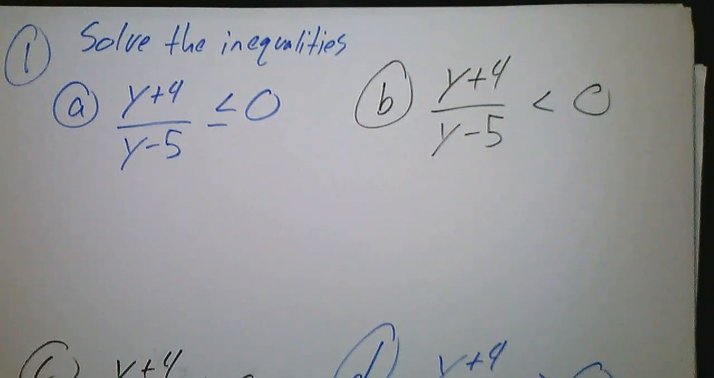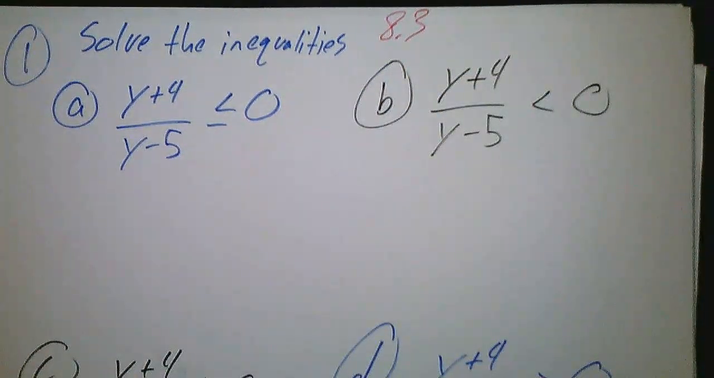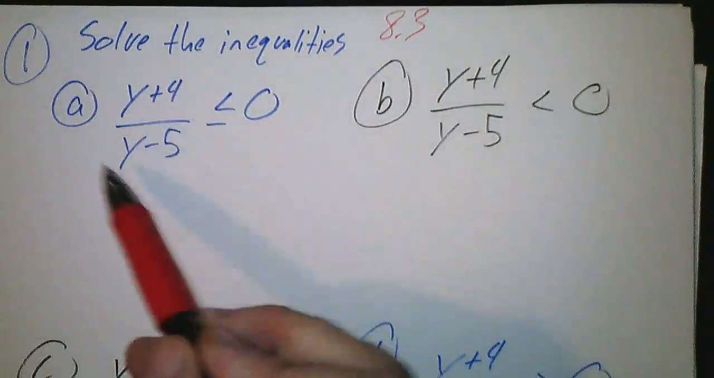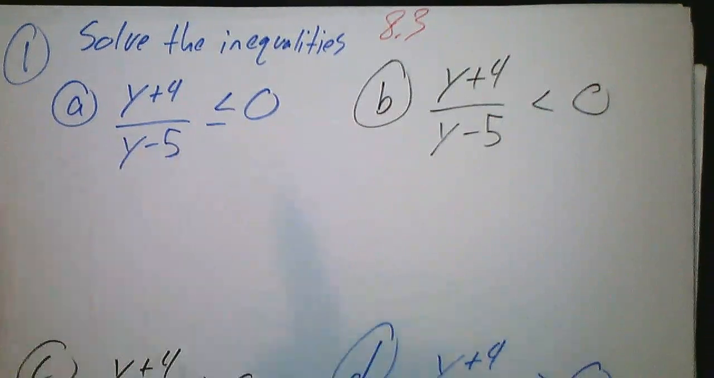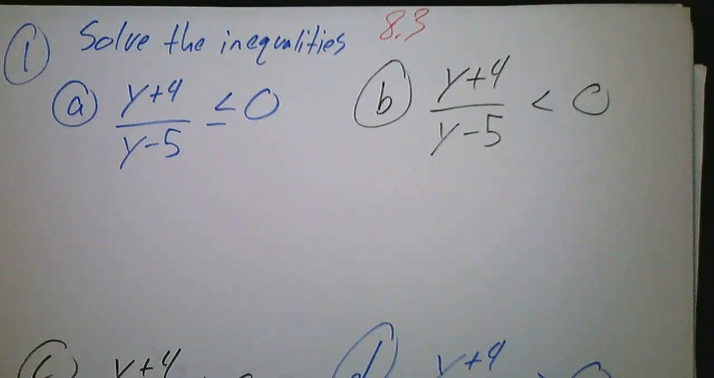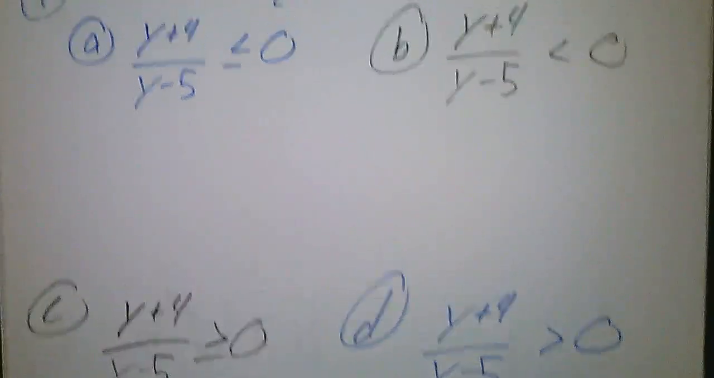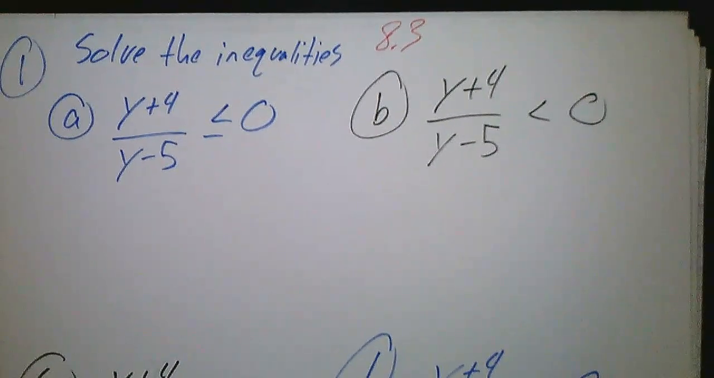All right, let's look at section 8.3, in which we solve inequalities. Number one gives us the same piece on the left side, y plus 4 over y minus 5. And then the four different kinds of symbols that we might encounter. So this is a good problem to think about.